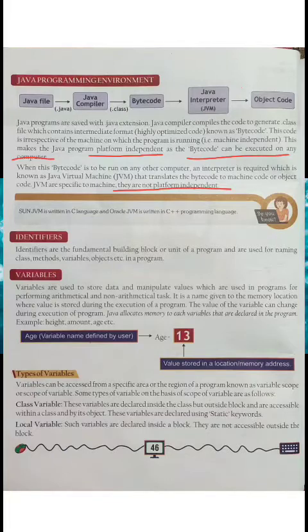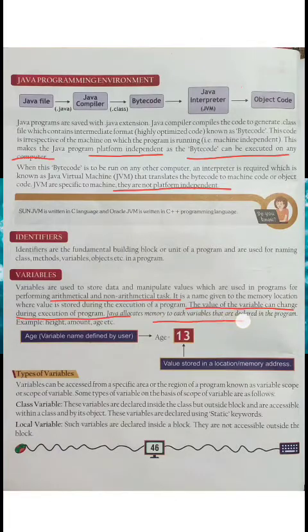Variables are used to store data and manipulate values which are used in a program for performing arithmetical and non-arithmetical tasks. It is the name given to a memory location where a value is stored during the execution of the program. The value of a variable can change during the execution of the program. This is the main line which we have to study: whatever variable we are using, its value can change during the execution of the program. Execution means while running the program.